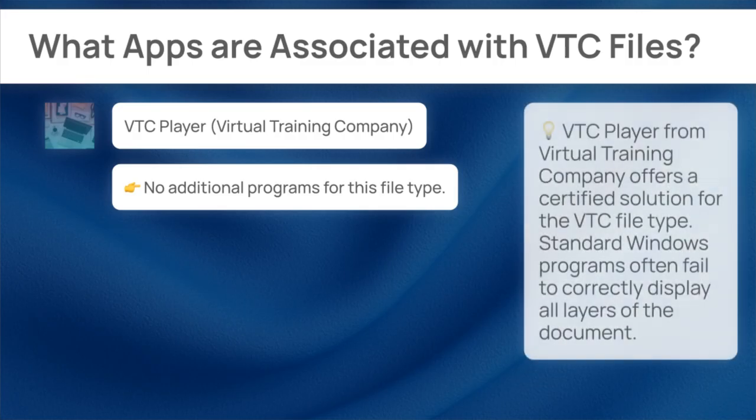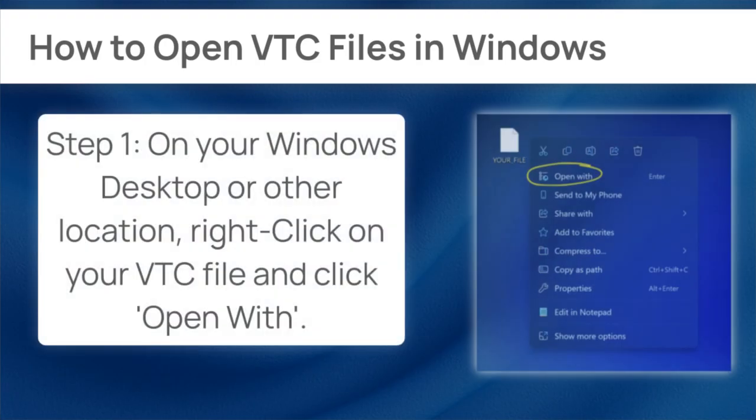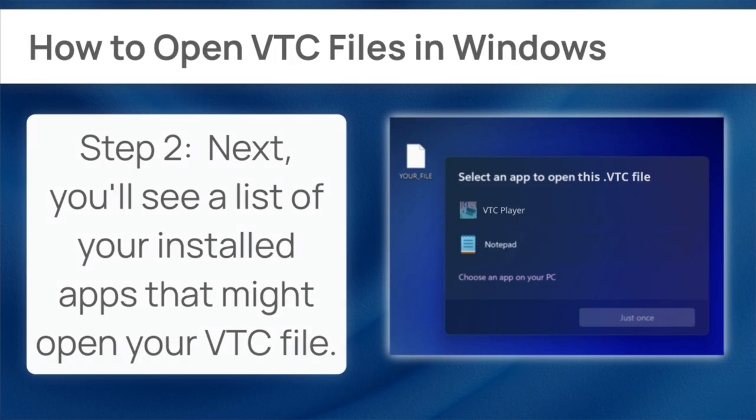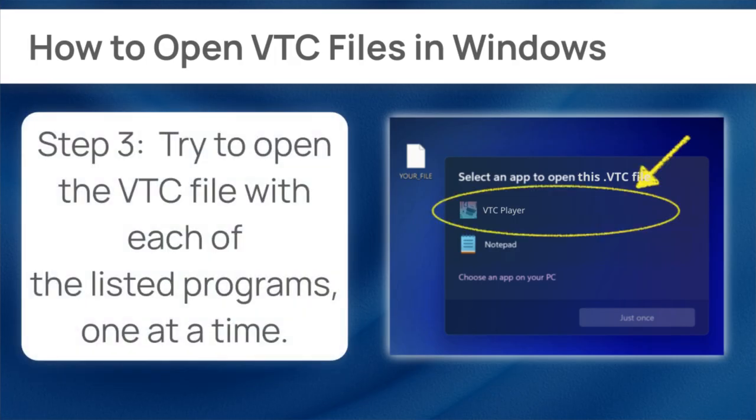Standard Windows programs often fail to correctly display all layers of the document. Windows works well for playback, but not for editing workflows that need multiple tracks or effects. Open the context menu by right-clicking your VTC file and choosing Open With. Try VTC Player first. If it's absent, select another program. This trial and error approach is critical for diagnosis.